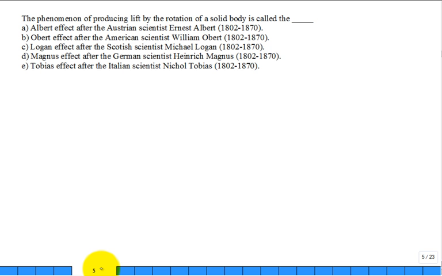The phenomenon of producing lift by the rotation of a solid body, especially a sphere, is called the Magnus Effect. We covered that one already, right?